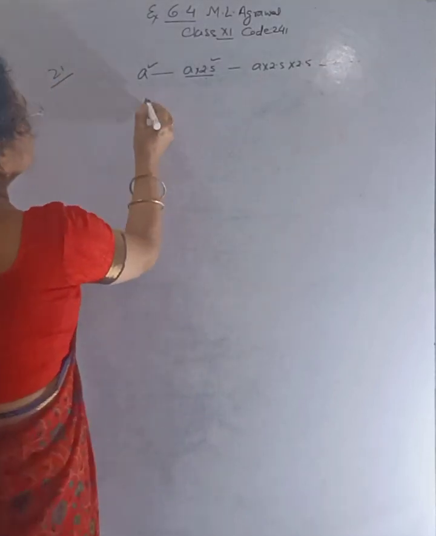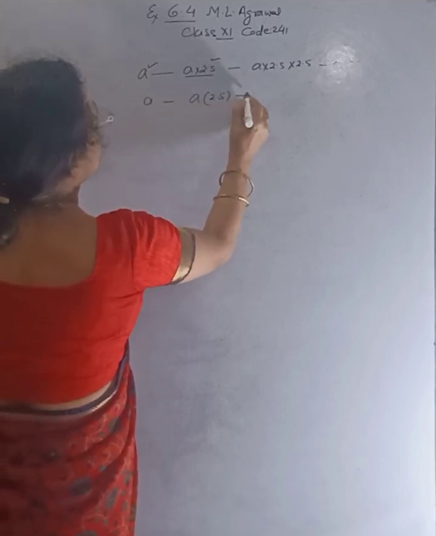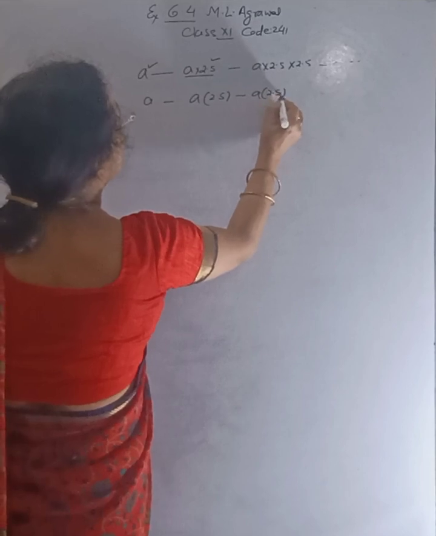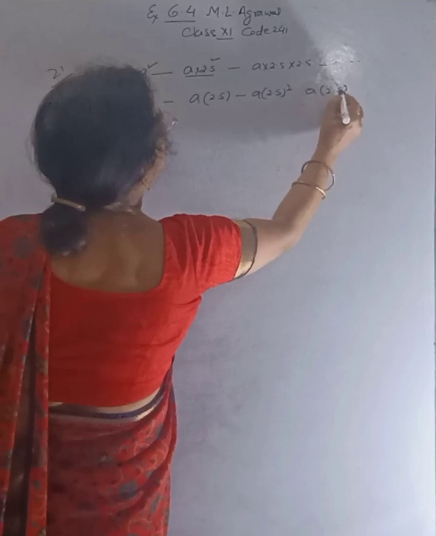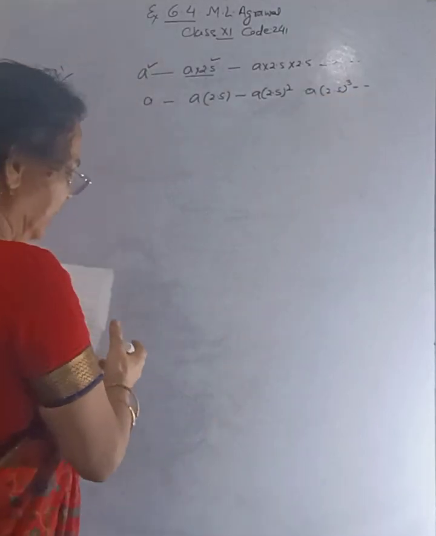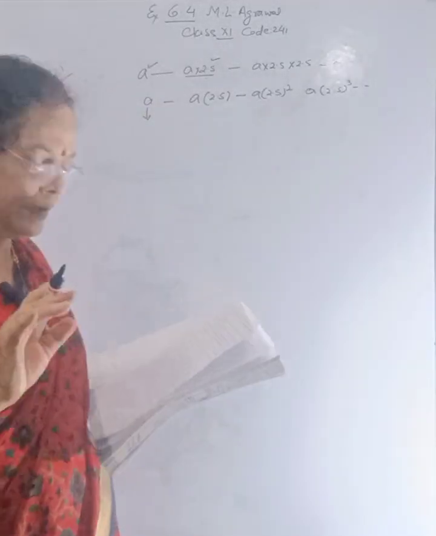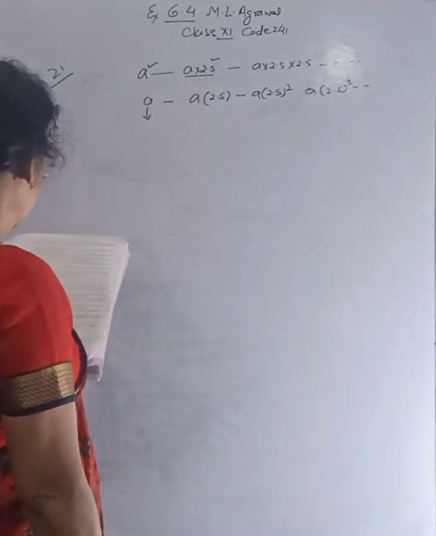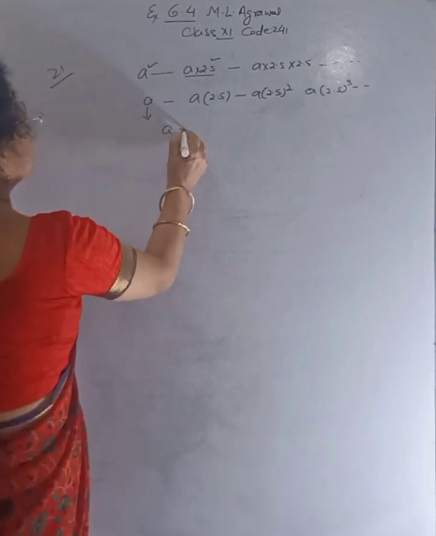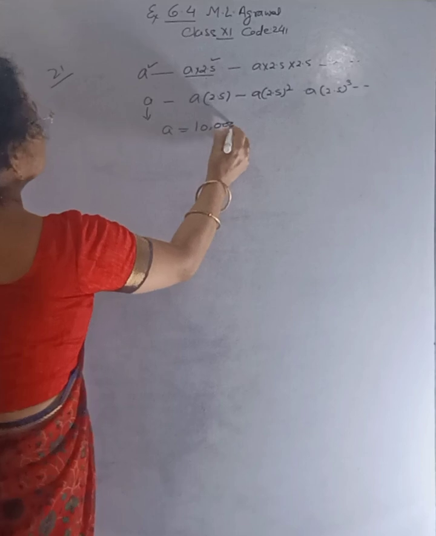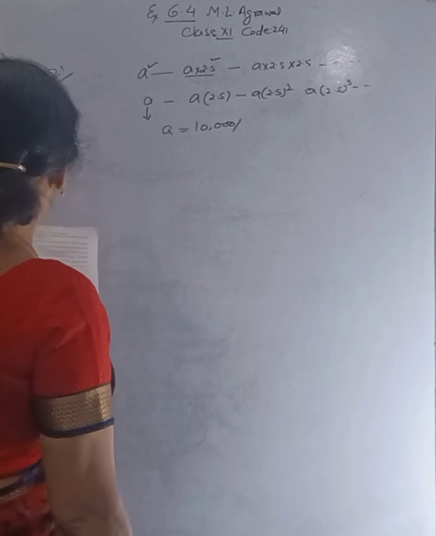Okay, it means it is A, A into 2.5, A into 2.5 square, next A into 2.5 cube, and so on. It is in the form of a geometrical progression. This is the generation at the beginning of the year. If there are 10,000 insects in the first generation, it means A is given to us, 10,000 insects were there. How many are there in the fifth generation?